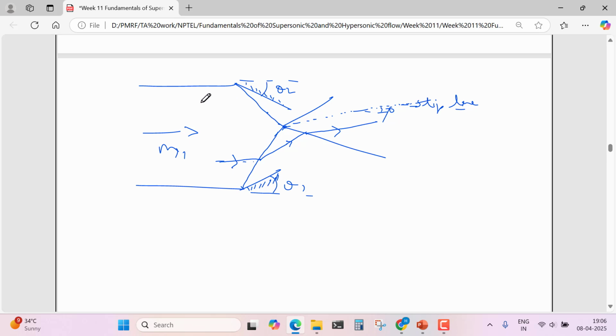Similarly, on the top part, due to this theta 2 wedge, the flow gets deflected by theta 2 angle, and again using the transmitted shock it is deflected by the overall angle phi.